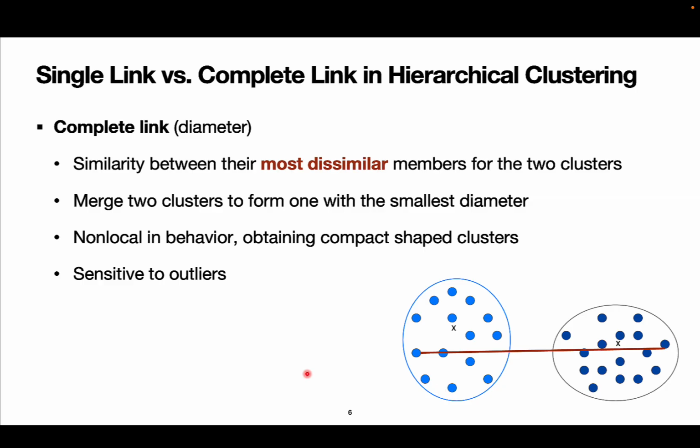So in single link, we merge clusters based on their closest connection, which can lead to chain-shaped clusters, whereas in the complete link, we merge clusters that minimize the maximum pairwise distance. Note how in both cases, the single link and the complete link, these methods are sensitive to outliers.